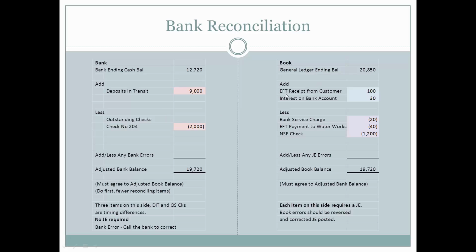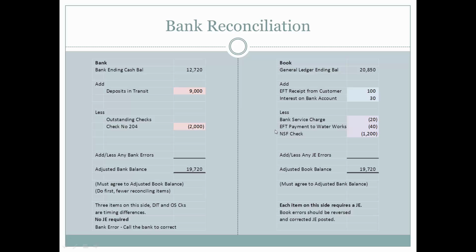So we here have the electronic funds transfer, the receipt from the customer in the amount of $100, and then the interest received from the bank account. So that will be $30. And we're going to subtract any bank service charges, $20. These could be check printing fees, any one of a number of different charges that the bank would be charging them for.